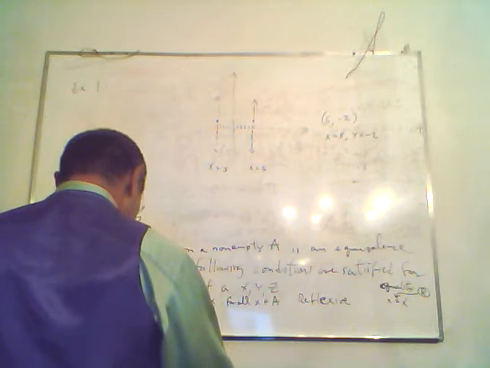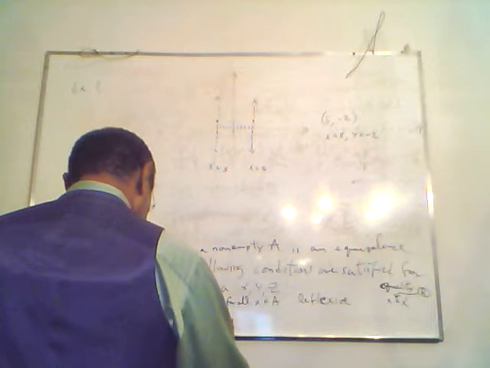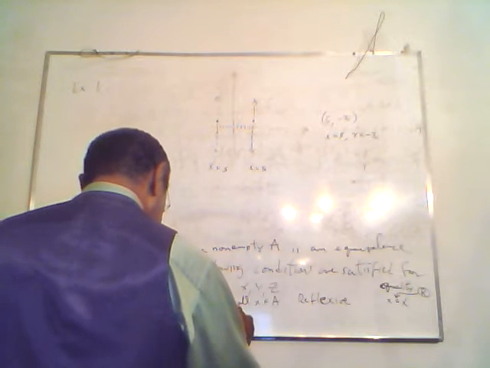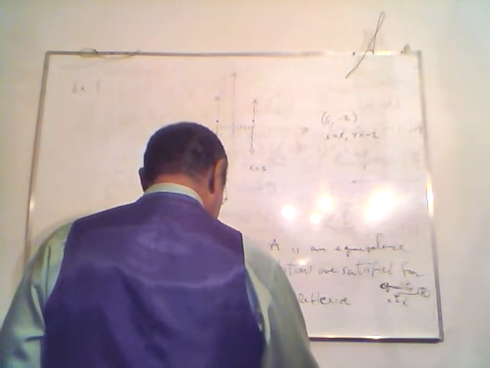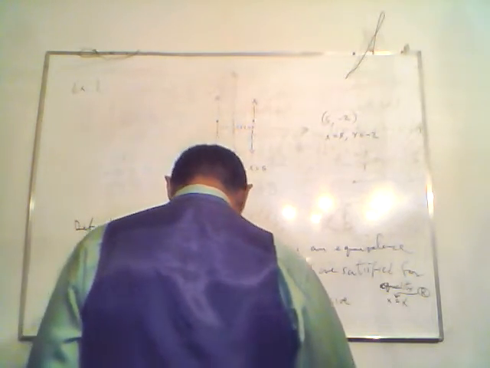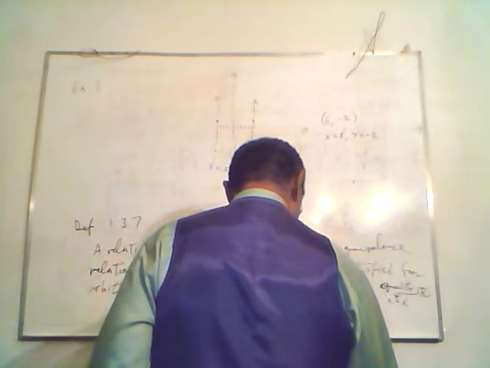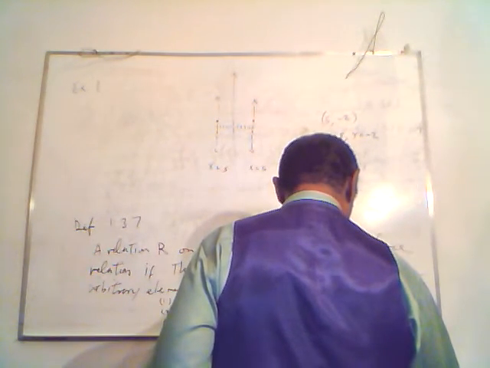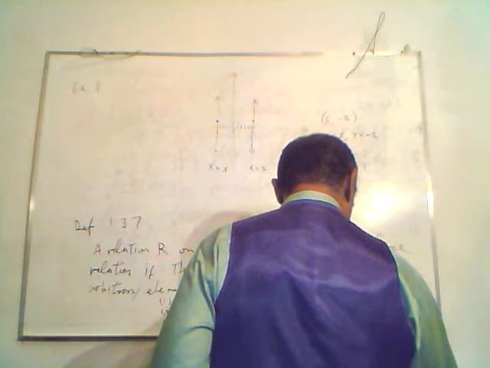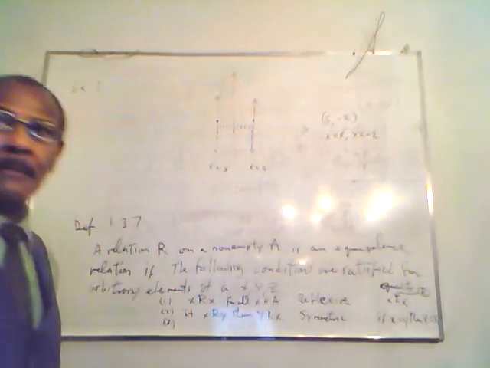So next, if x relation y, then y relation x. And that is the symmetric property. For equality, you would have if x equals y, then y equals x. That's what we call the symmetric property.